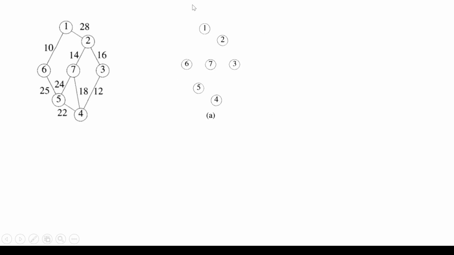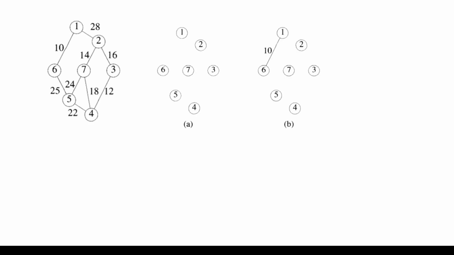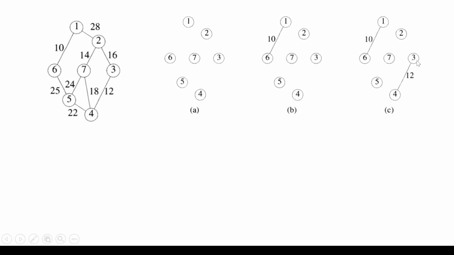Now, either you can arrange all the weights in increasing order or you can pick the minimum weight from the given graph. From this graph, the minimum weight is 10, connecting two vertices 1 and 6. So, as a first step, let us choose the minimum weight and add it to the spanning tree. The weight 10, which is connecting 1 and 6, is added to the spanning tree. Now, after 10, the next highest weight is 12, which is connecting 3 and 4. So, let us add 3 and 4 to the spanning tree.